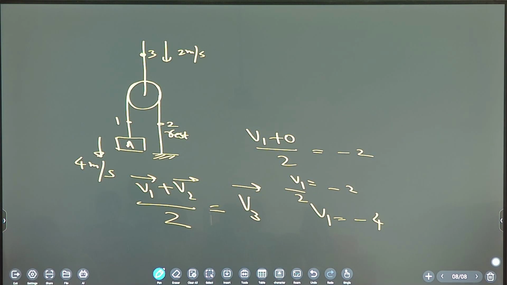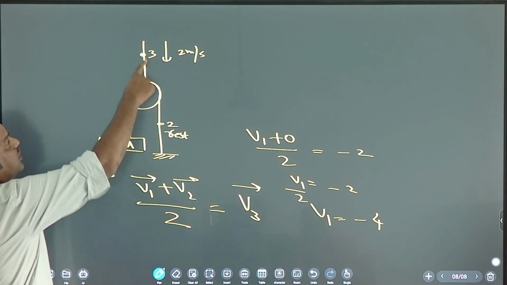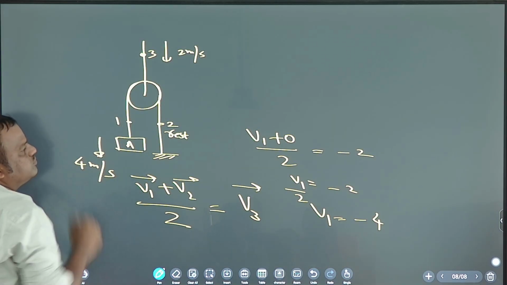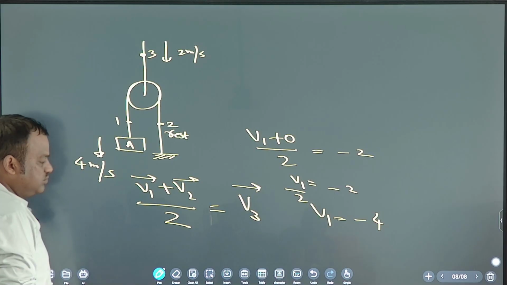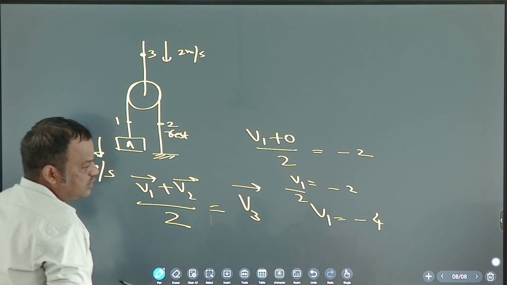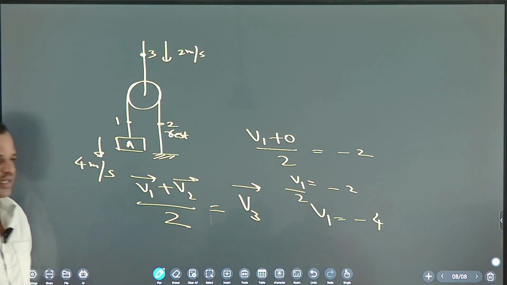Okay, this is the constraint relation. If you know the velocity of 3, you can find the velocity of 1. Constraint means related. Correct?